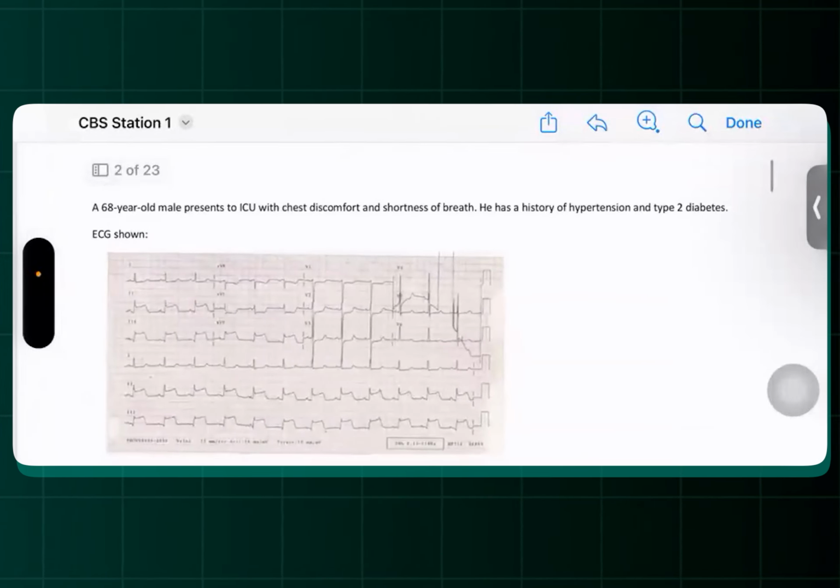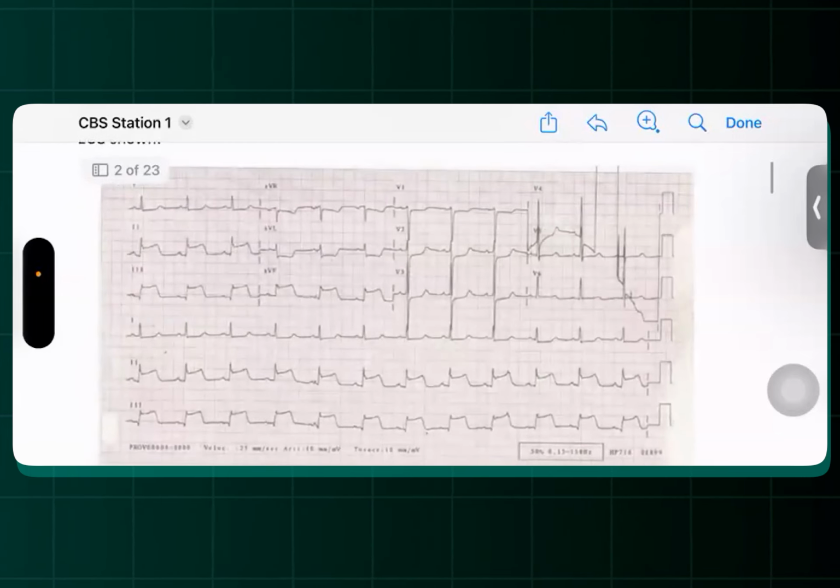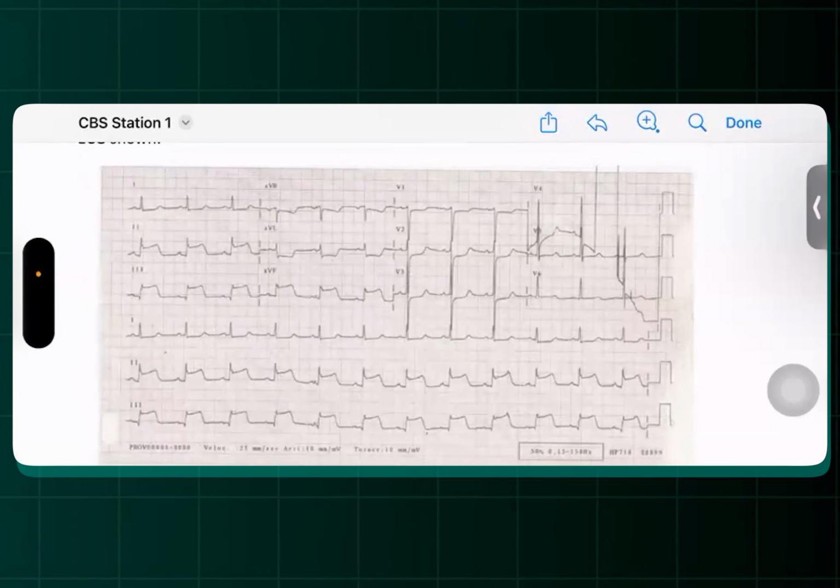So, we have a 68-year-old male who presents to the ICU with chest discomfort and shortness of breath. He has a history of hypertension and type 2 diabetes mellitus. Now, this is the question stem. So, basically, what you have is a patient who has come to the ICU with chest discomfort and shortness of breath. So, you see the ECG. This is the ECG that is there. So, can anyone open up their mics and tell me what do you see in the ECG?